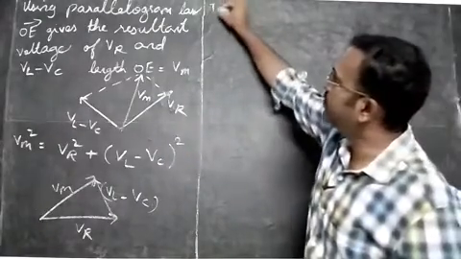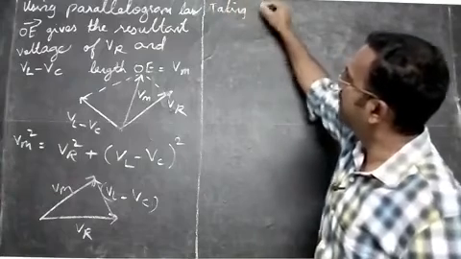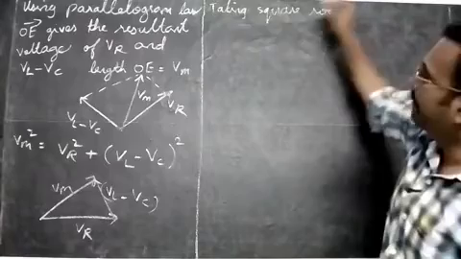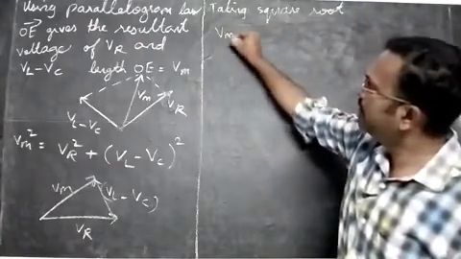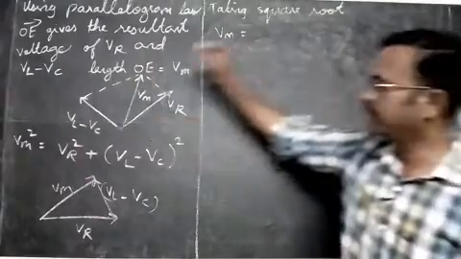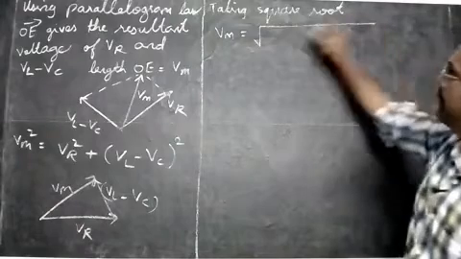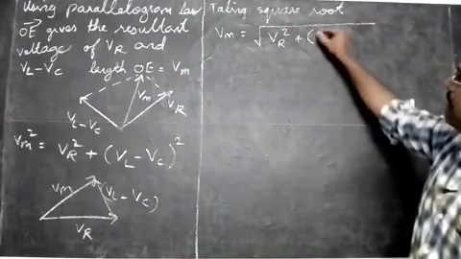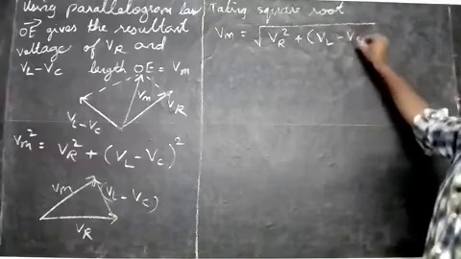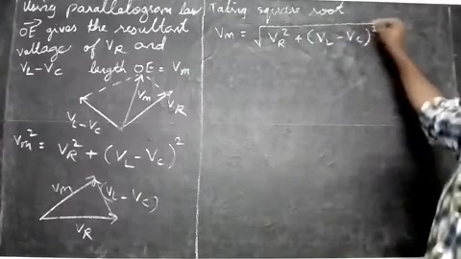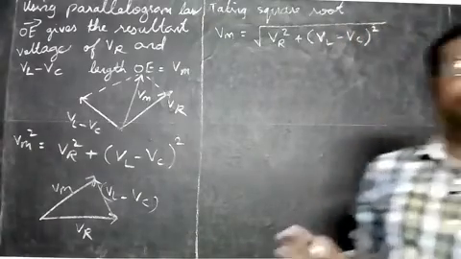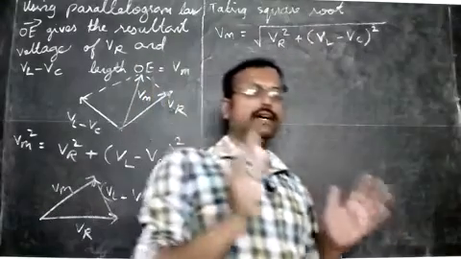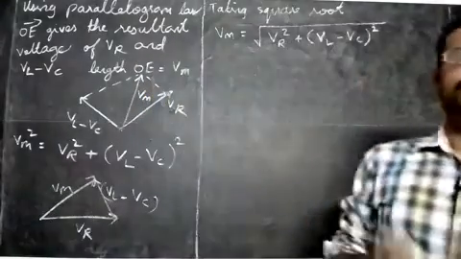So taking square root on both sides, what do you get? That is Vm. When you take the square root, that square will go away. It is equal to the square root of VR square plus (VL minus VC) the whole square. Okay, this term we get. Now we have to substitute the values of this VR, VL, and VC. Let's see how to do that.